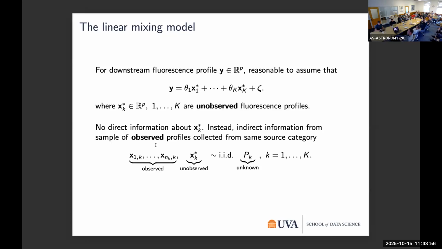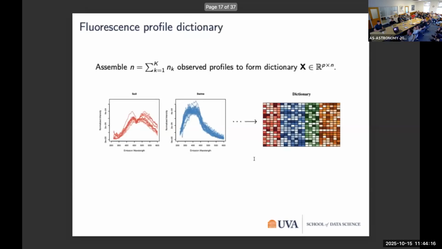To repeat, we have n sub k, so some number of observed instances of spectra from different polluting categories. And then we have this one unobserved one, and we're assuming that these are independent and identically distributed from some unknown distribution of spectra, one for each of the polluting source categories.